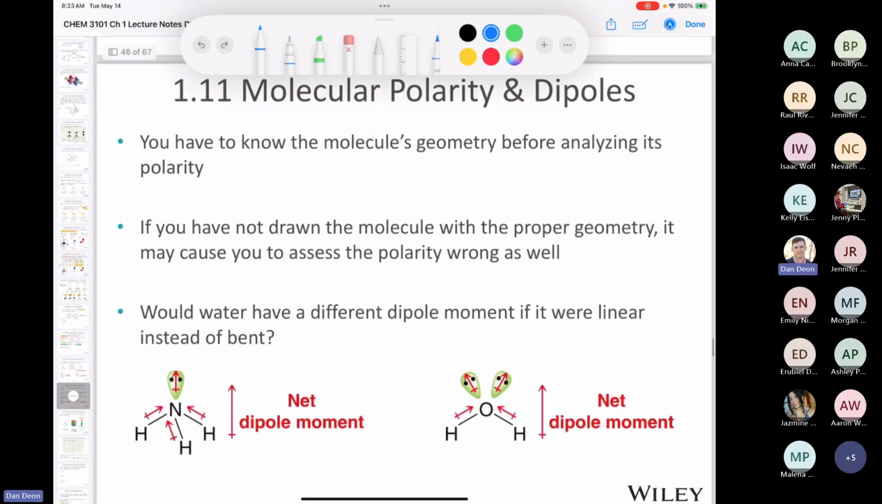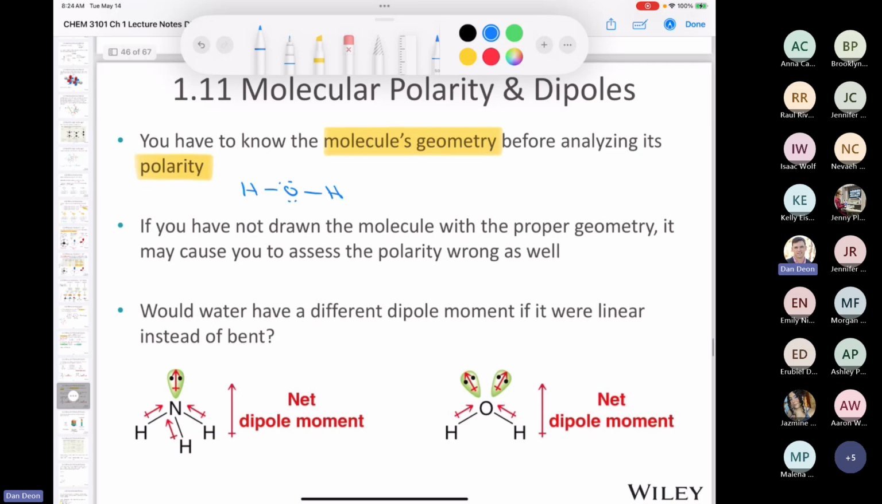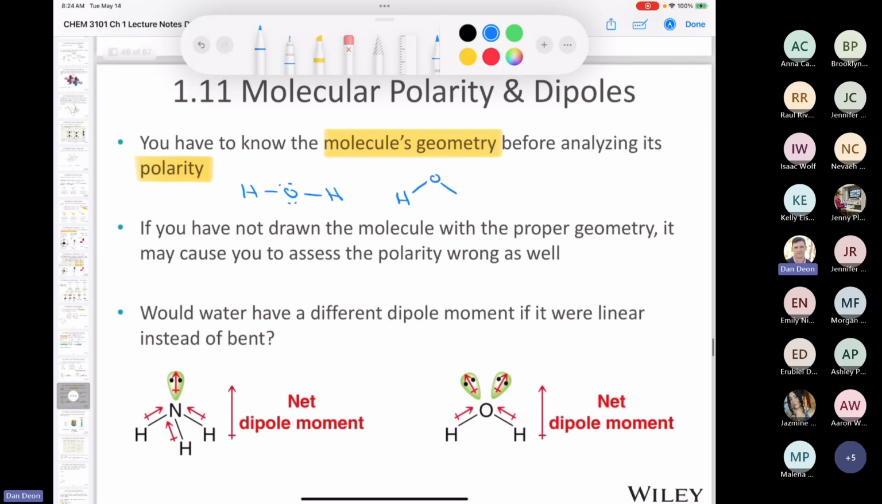In order to determine whether a molecule is polar or not, the first thing you've got to be able to do is determine its molecular geometry. If you can't figure out molecular geometry, it's impossible to figure out polarity, right? If I drew a water molecule like this, there's nothing wrong with this Lewis structure whatsoever. However, it doesn't give you a clear picture of the molecular geometry. You have to know that water is a bent molecule in order to know that it's polar.